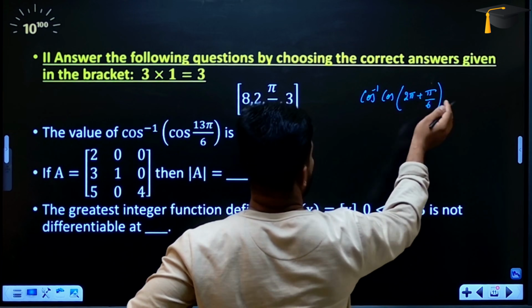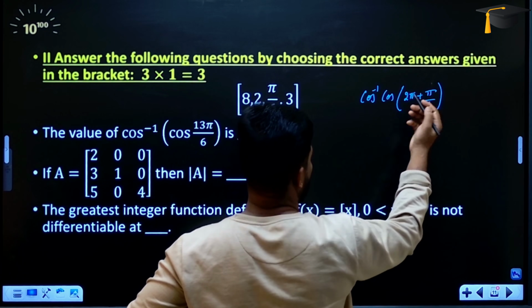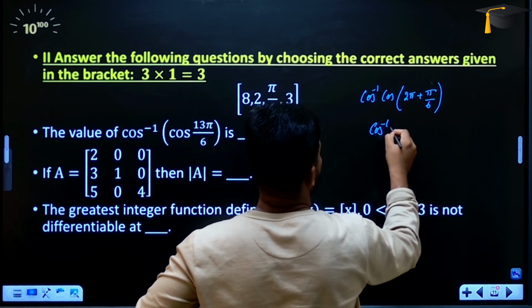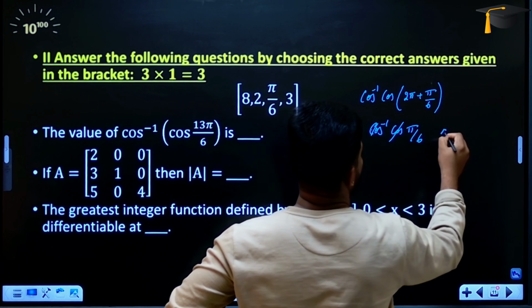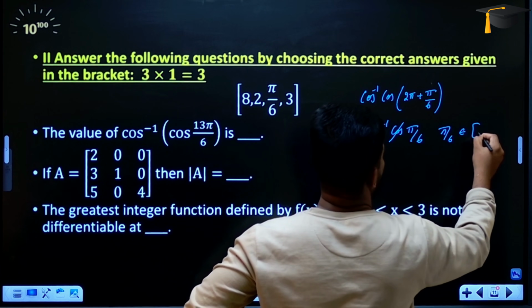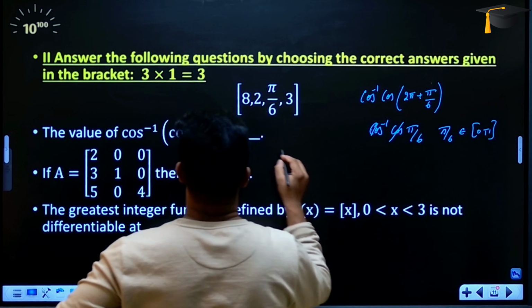So 2 pi is a full rotation, which doesn't change the value. It becomes cos inverse of cos pi by 6. Now we can cancel the cos inverse and cos, so we get pi by 6, which belongs to 0 to pi, children. So the answer is pi by 6.